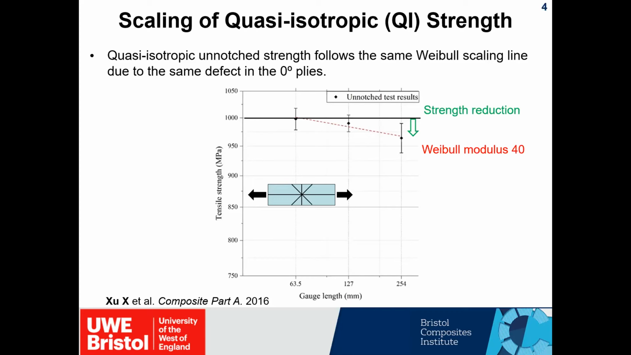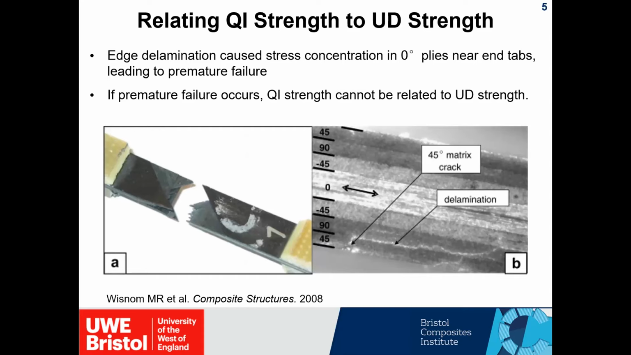In a slightly earlier work Michael did with other co-authors, they also tested quasi-isotropic laminates with the same material, M78552. What they found was there was edge delamination close to the end tabs, and because of this edge delamination, the specimens failed prematurely. Because of the premature failure, we couldn't relate these quasi-isotropic strengths to the UD strengths, because in the UD laminates, there's no such edge failure mechanism.